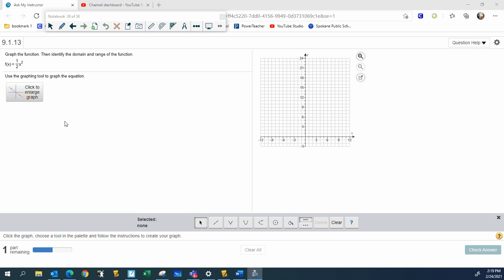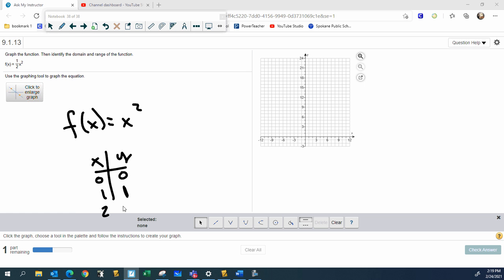The general form for a quadratic is y equals x squared. If we created a table of values, x is 0, 0 squared is 0; if x is 1, 1 squared is 1; x is 2, 2 squared is 4, and we plot all these points. Let's go negative as well. If x is negative 1, negative 1 squared is positive 1; negative 2 squared is positive 4.